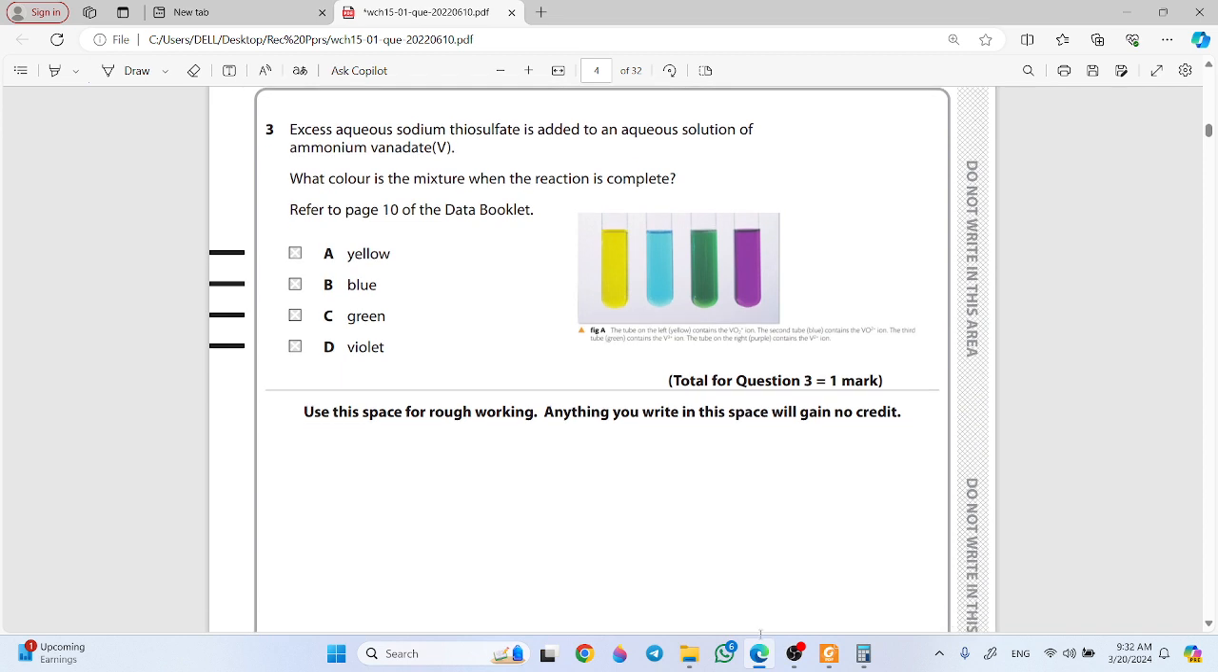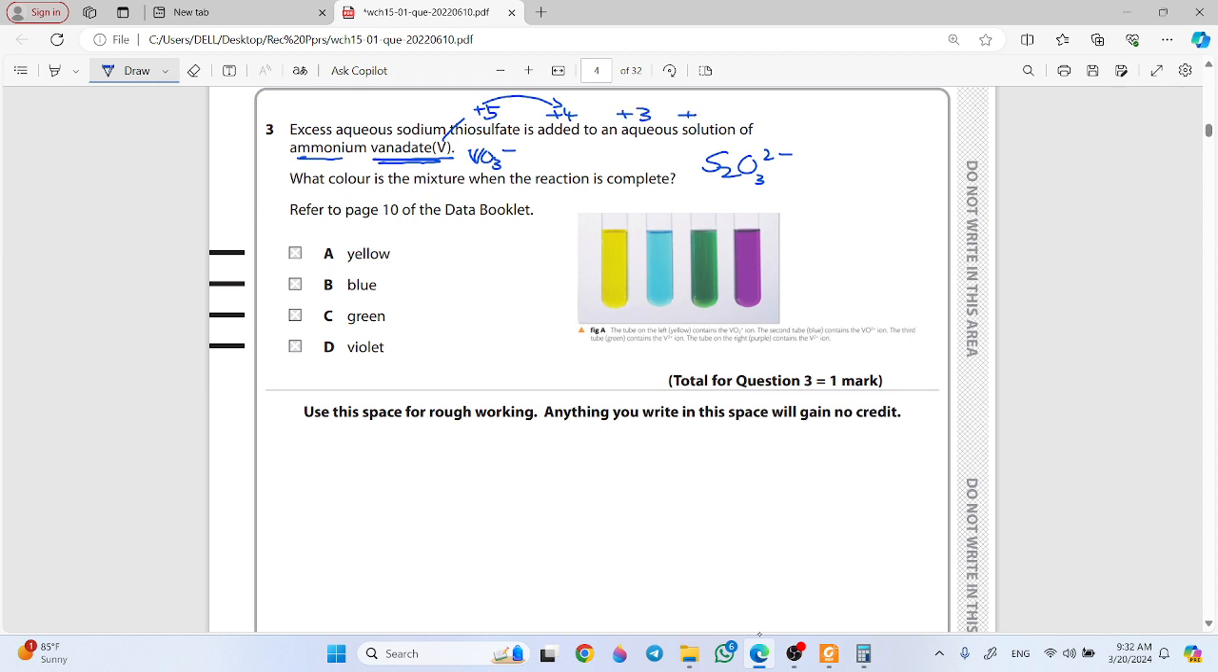Next one. Excess aqueous sodium thiosulfate is added. Sodium thiosulfate formula is S2O3 2 minus, right? And added to vanadium, that ammonium vanadate means, children, VO3 minus. But even if you don't know this formula, it says that vanadium oxidation number is plus 5, right? Okay, got it. Now in that case you have to know, children, maximum oxidation number of vanadium is plus 5. So definitely this one goes to the lower oxidation number, that is plus 4, right?